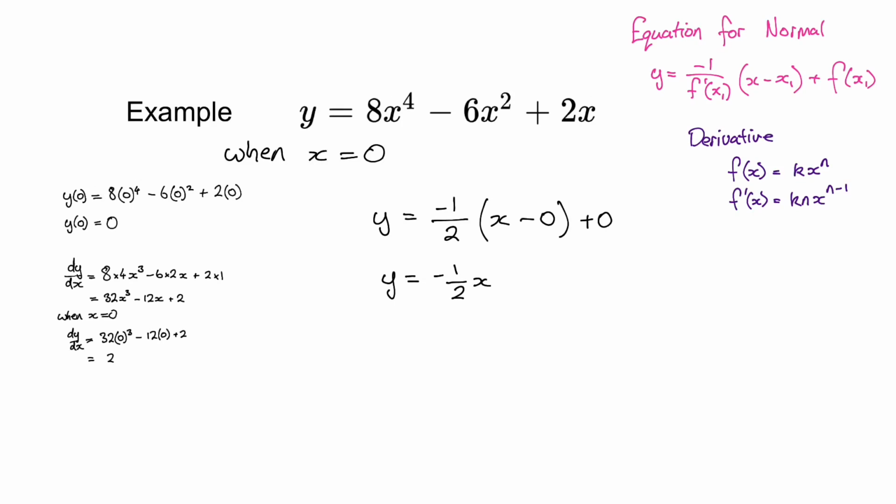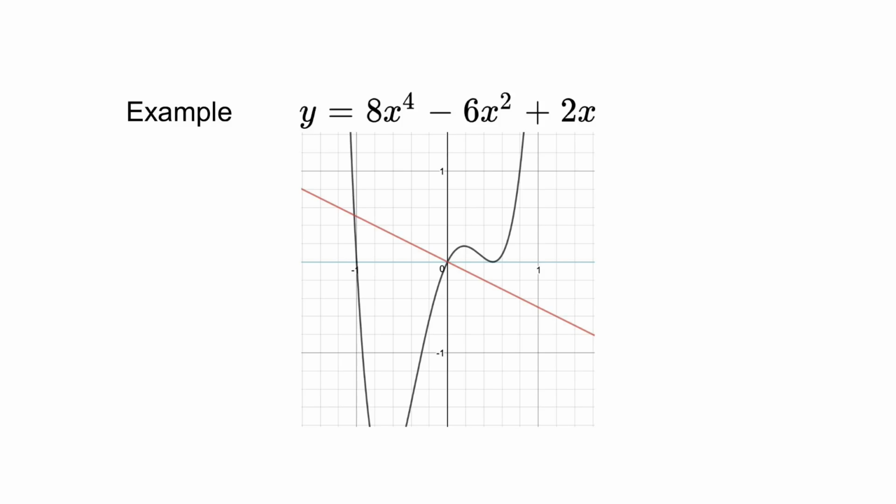So let's look at this on a graph. Our black line is given by y equals 8x to the 4 minus 6x squared plus 2x. And our red line is our normal, which has the equation of y equals minus a half x, and we're looking at this when x is equal to 0. So that is our equation of our normal at the point when x is equal to 0.